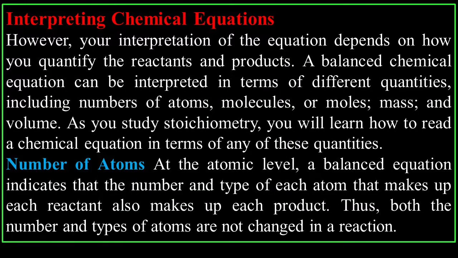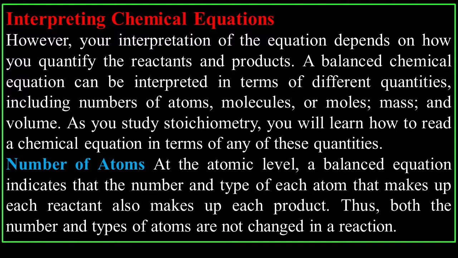You know, that's key. However, your interpretation of the equation depends on how you quantify the reactants and products. A balanced chemical equation can be interpreted in terms of different quantities, including numbers of atoms, molecules or moles, mass, and volume. As you study stoichiometry, you will learn how to read a chemical equation in terms of any of these quantities.